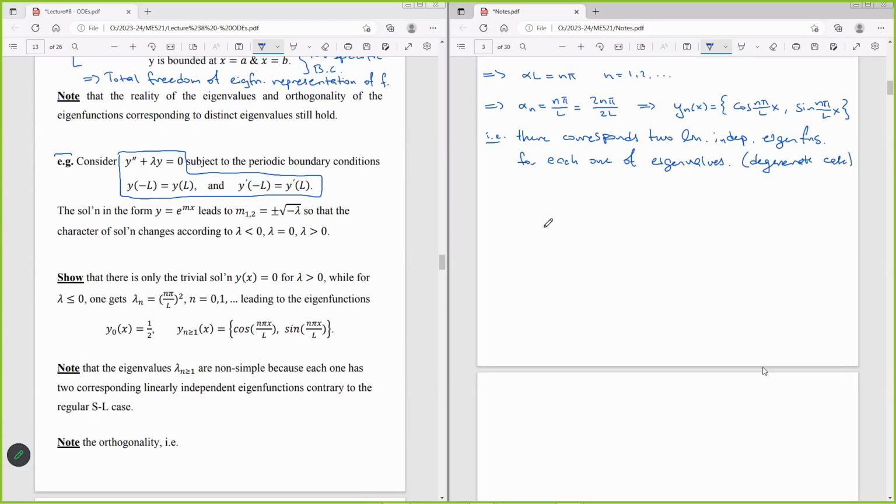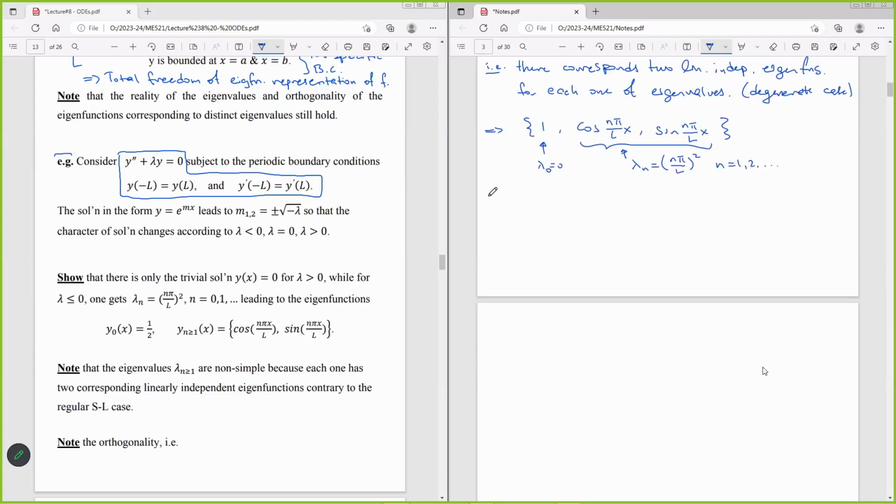All right. Anyway, what we obtain at the end is this. We obtain 1, cosine n pi x over L and sine n pi x over L. And this corresponds to lambda 0 equals 0, and these correspond to lambda n equals (n pi over L) squared, n equals 1, 2, and so on, okay?